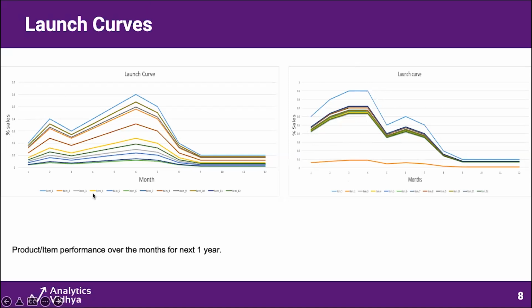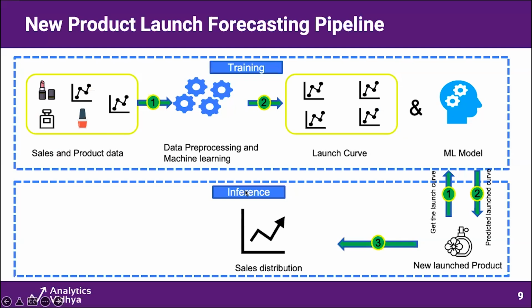So this is how the launch curve looks like. It's nothing but your product life cycle, how your item has performed over the years after the launch. Now coming to how the new product launch forecasting pipeline looks like. On the top you see the training pipeline, and in the bottom you see the inference pipeline. I have not made it very complicated. I tried to make it very simple so that you can digest this particular piece very easily.